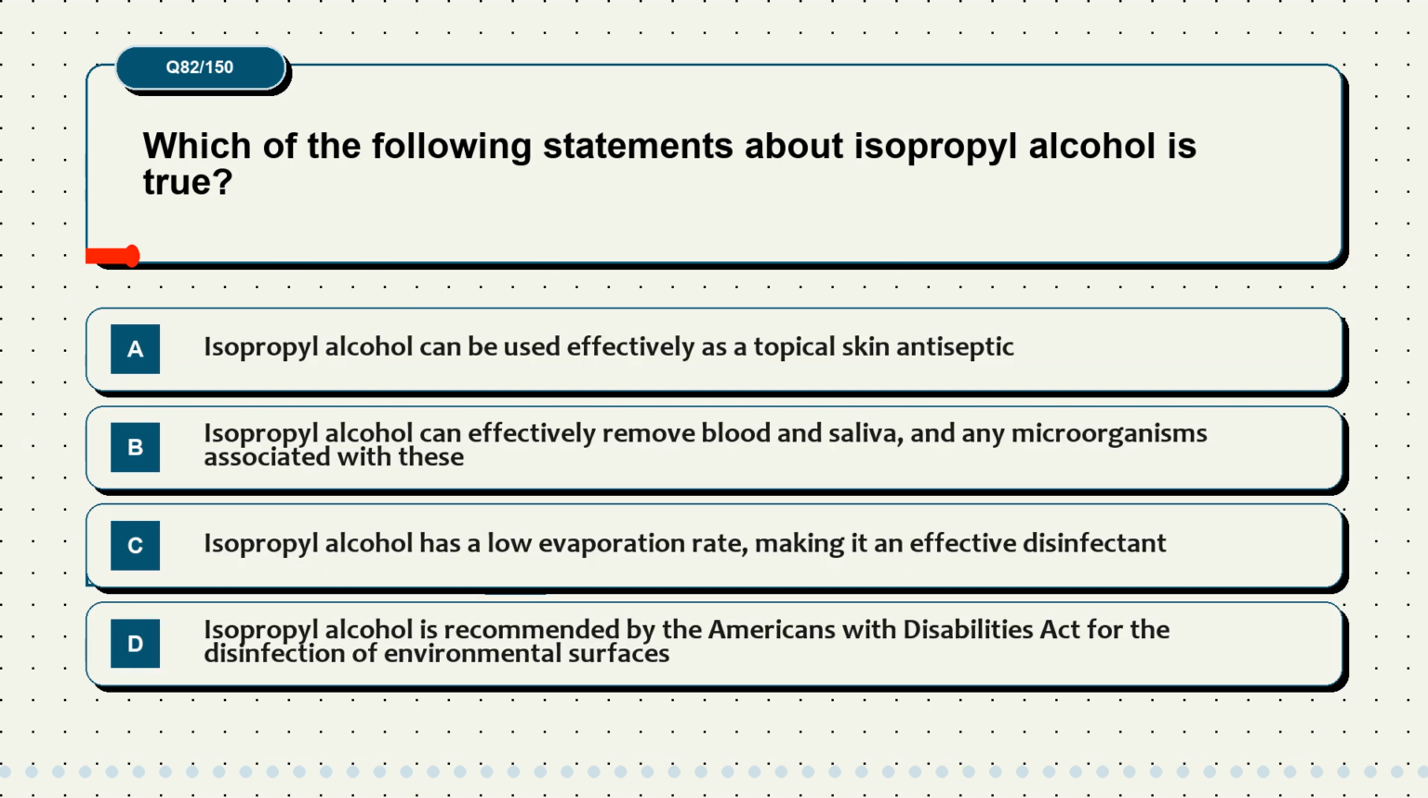Question 82. Which of the following statements about isopropyl alcohol is true? Here are the options. Option A. Isopropyl alcohol can be used effectively as a topical skin antiseptic. Option B. Isopropyl alcohol can effectively remove blood and saliva and any microorganisms associated with these. Option C. Isopropyl alcohol has a low evaporation rate, making it an effective disinfectant. Option D. Isopropyl alcohol is recommended by the Americans with Disabilities Act for the disinfection of environmental surfaces.